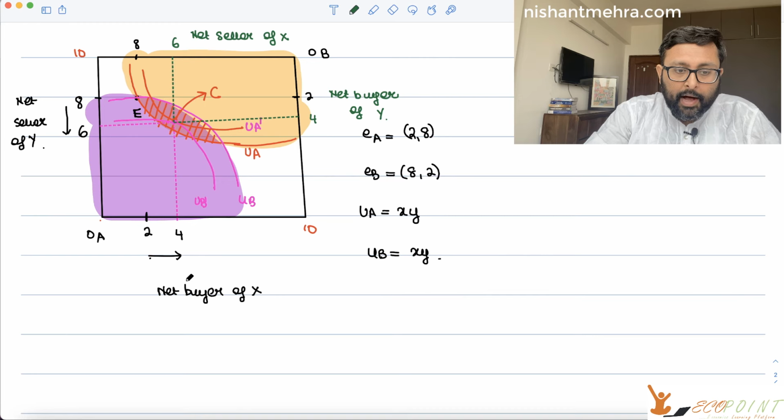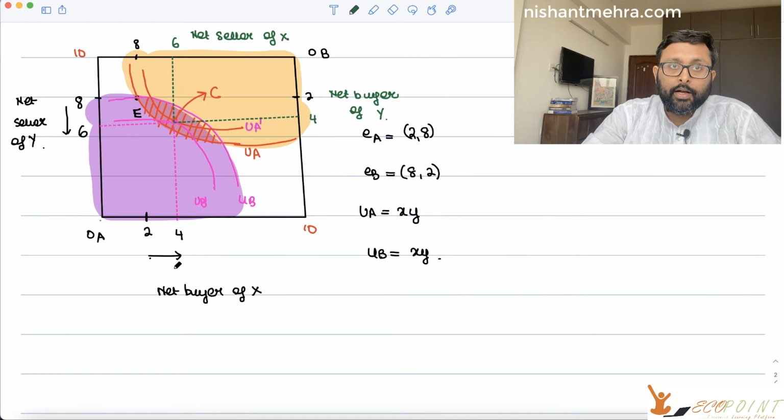So I am the net buyer of x, right? I want more of x than what I'm endowed with, and I'm the net seller of y. I want less of y than what I'm endowed with, right? That is what it is. So these are the very basics of the Edgeworth box diagram, right?